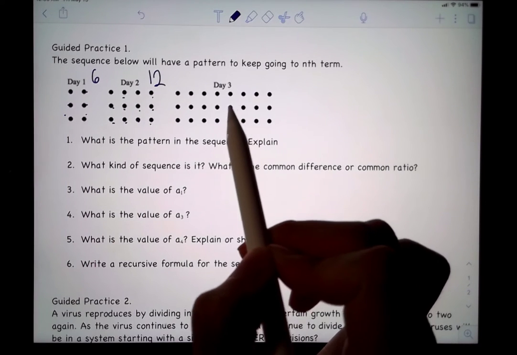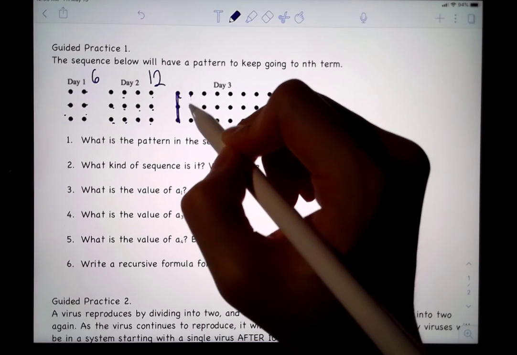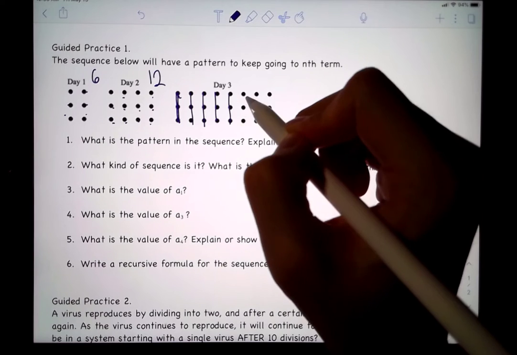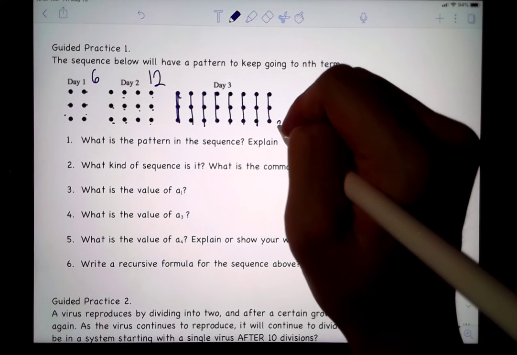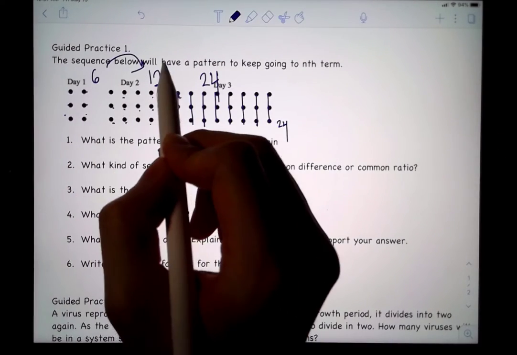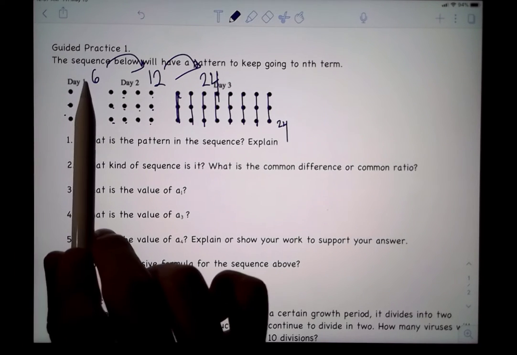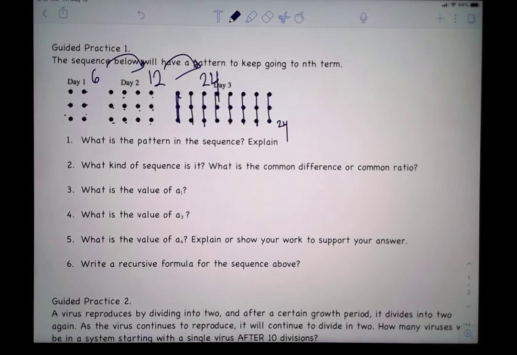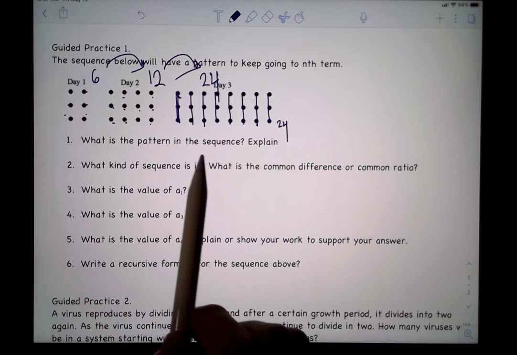And let's see day 3. You know that's 3, right? 1, 2, 3, 4, 5, 6, 7, 8. So that's 3 times 8, 24, right? Times 2, times 2. Yeah, that's a geometric sequence. My initial is 6, common ratio 2, right? You can get the information from what's given. Alright, and look at this. What is the pattern in the sequence?